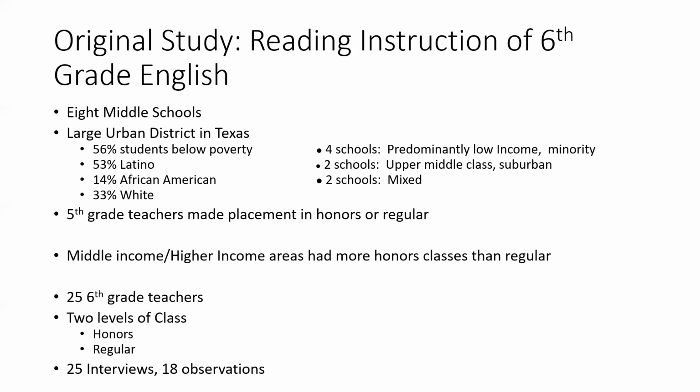There were 8 middle schools. 4 middle schools were predominantly low-income minority middle schools. 2 schools were upper middle class suburban middle schools. And then there were 2 schools that were considered to be racially and ethnically mixed, and also socioeconomically mixed.